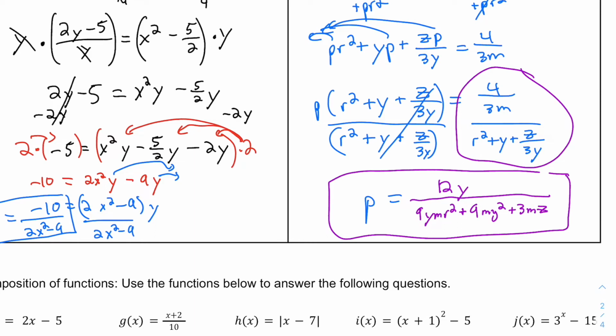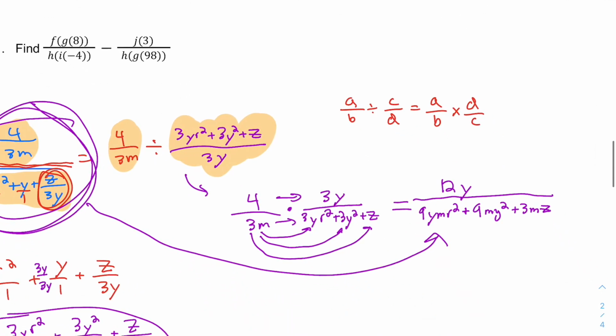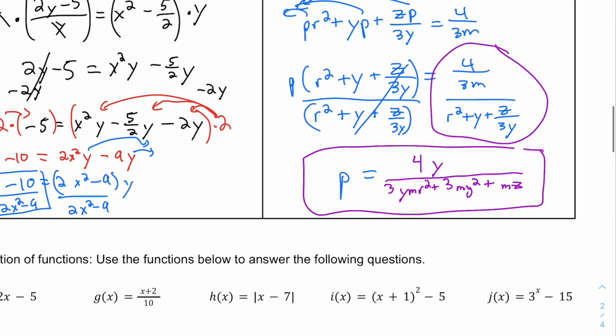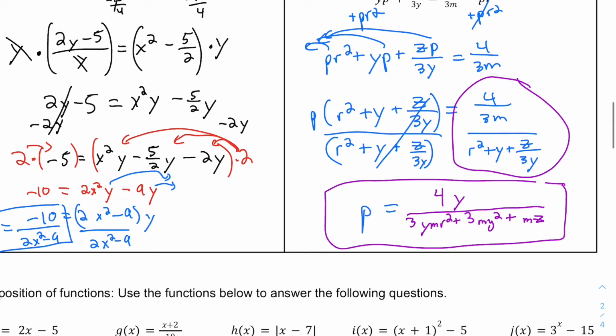And then one last thing to note here with our expression for p is that we have 12, 9, 9, and 3. So all of our terms have a common factor of 3, so I can actually simplify this down by dividing each of the coefficients here by 3. So I can turn this into 4y plus 3ymr squared plus 3my squared plus 1mz. So that took our original expression here with the 12, 9, 9, and 3. We said they have a common factor of 3, and so we reduced down to get our expression for p.